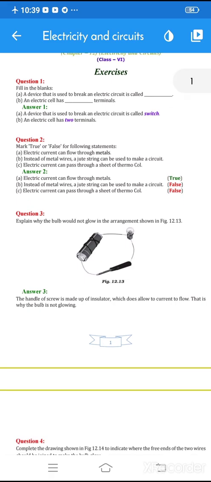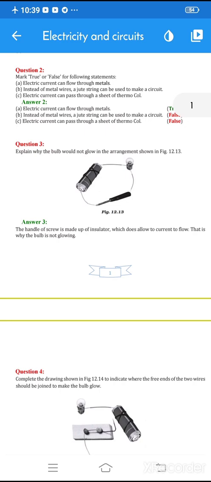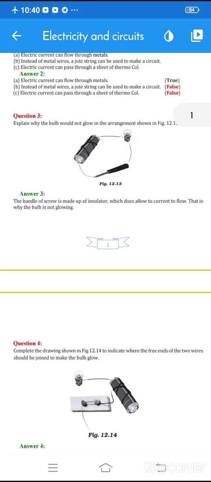Now let's go for question number 2, that is true or false. Mark the true or false for the following statements. The first one is: electric current can flow through metals. Is it right? Electric current can flow through all kinds of metals. Metals allow electricity to pass through them, hence it is true.